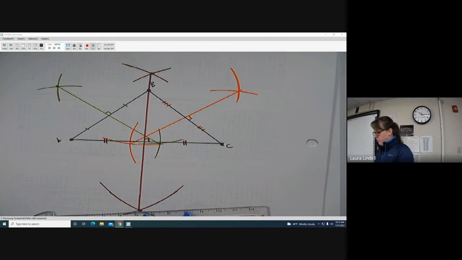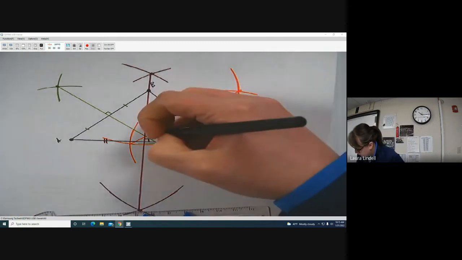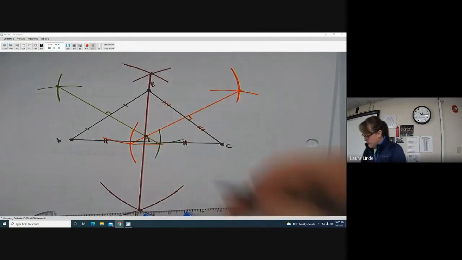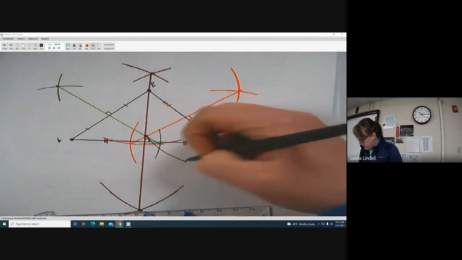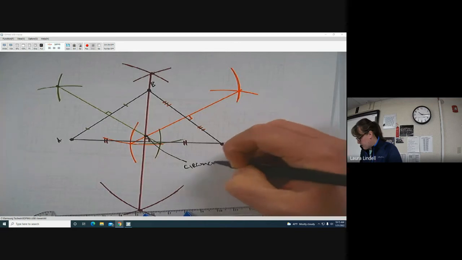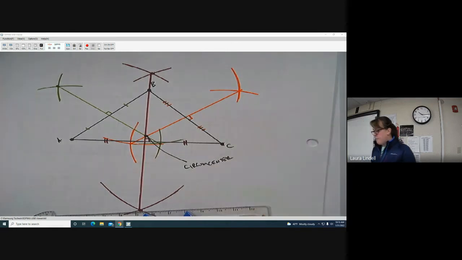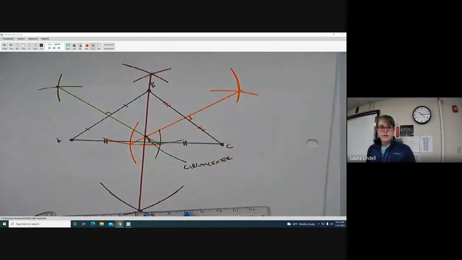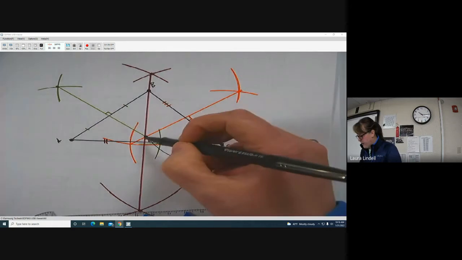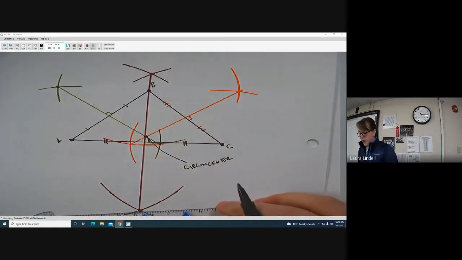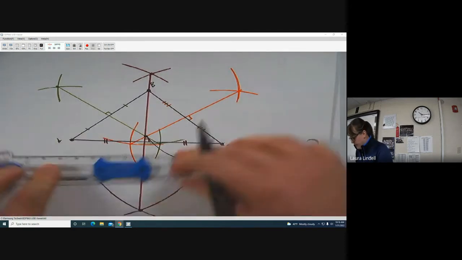Okay, so now we've got all of our perpendicular bisectors drawn, and something we might notice is that all three of the perpendicular bisectors, if we did this correctly, should meet up at one point, which they do right there. That point is called the circumcenter. And that point is equidistant from all three of these vertices, A, B, and C. It's the same distance from here to A as it is from here to B, as it is from here to C.